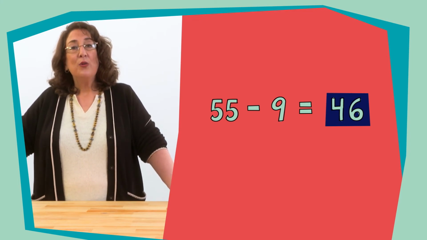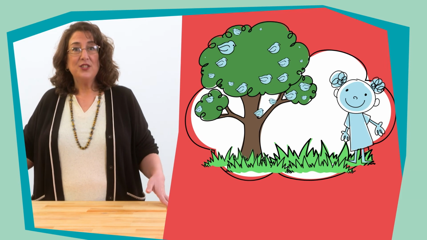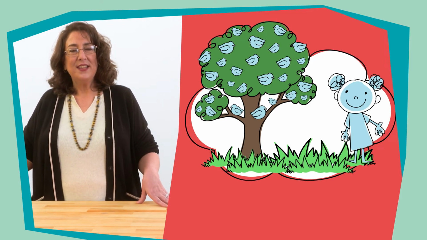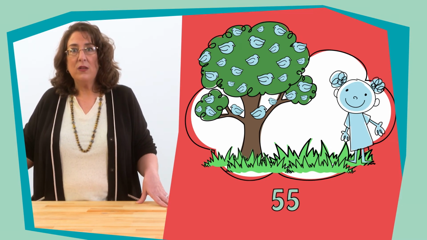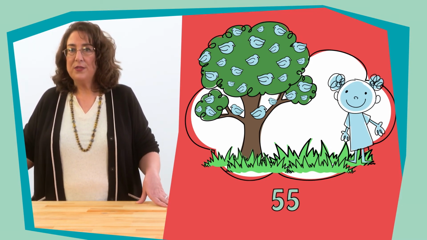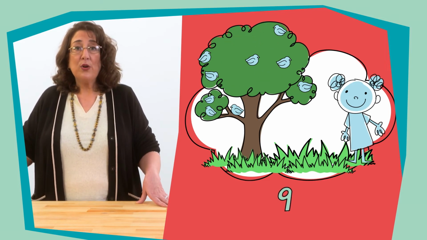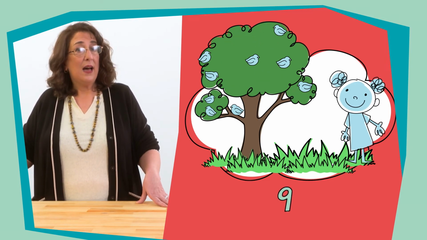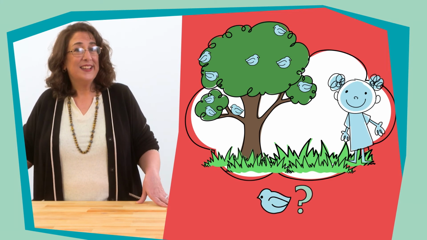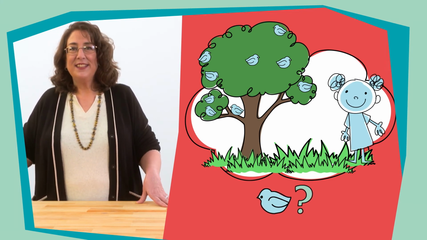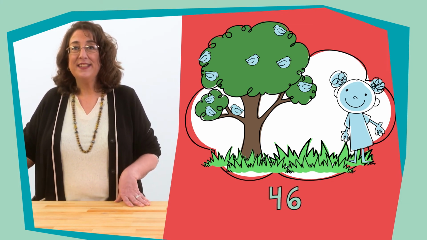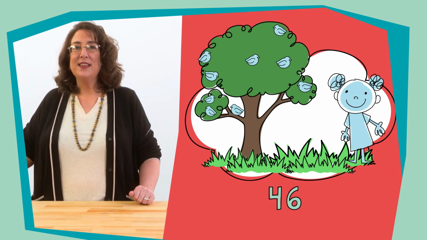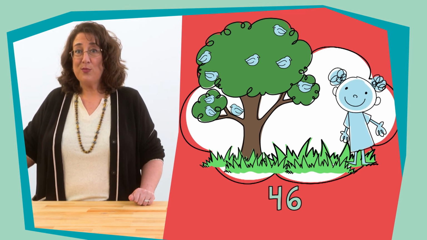Earlier, Moesha told me that when she was at the park, she was counting birds in the trees. She counted a total of 55 birds when a loud sound caused most of them to fly away. Only 9 birds were left in the tree. How many birds flew away? That's right. Now we know that 46 birds flew away. Thanks, mathematicians, for helping me solve this word problem. That was a lot of fun.